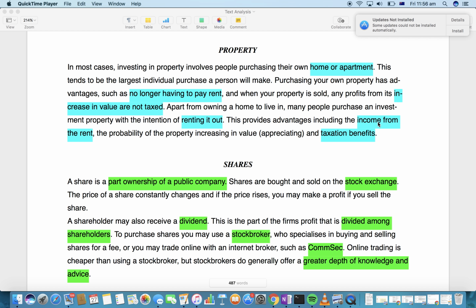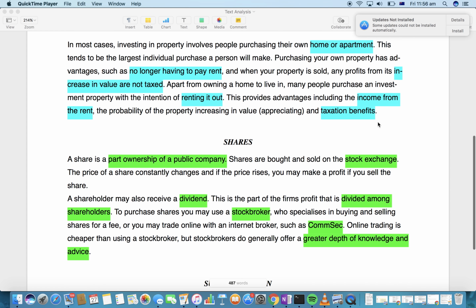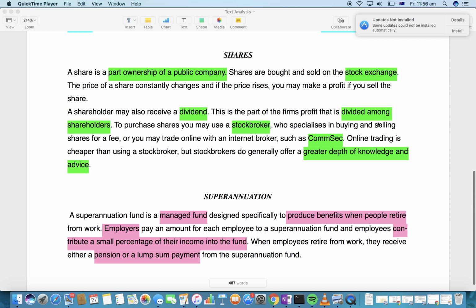And then down the bottom, I've highlighted taxation benefits, because we can talk about that in future. If you want to look into it further, there are taxation benefits, something that's referred to as gearing that you might have seen pop up in the news. But we can talk about that at a later date. We probably will look into it slightly down the track.